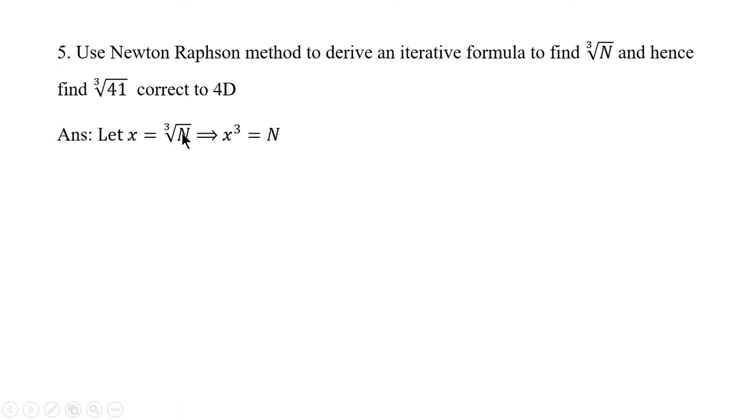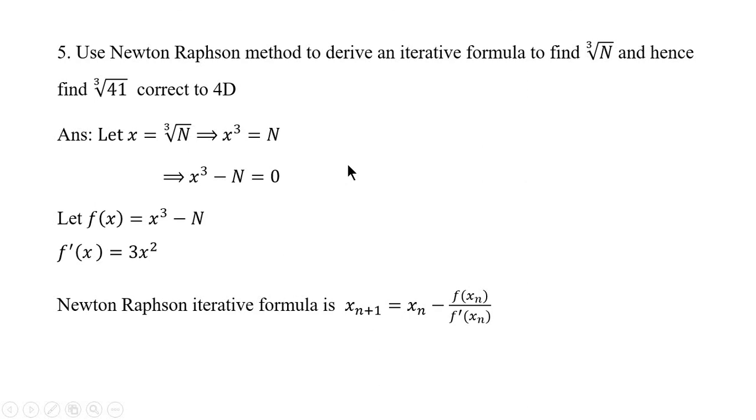Okay. Now let us first obtain the equation for this. Let us take x as cube root of n. Cubing on both sides, we get x cube equal to n. Bring this n to the left hand side. So x cube minus n equal to 0. We got our f of x. Find f dash of x. Write the general formula for Newton's formula.